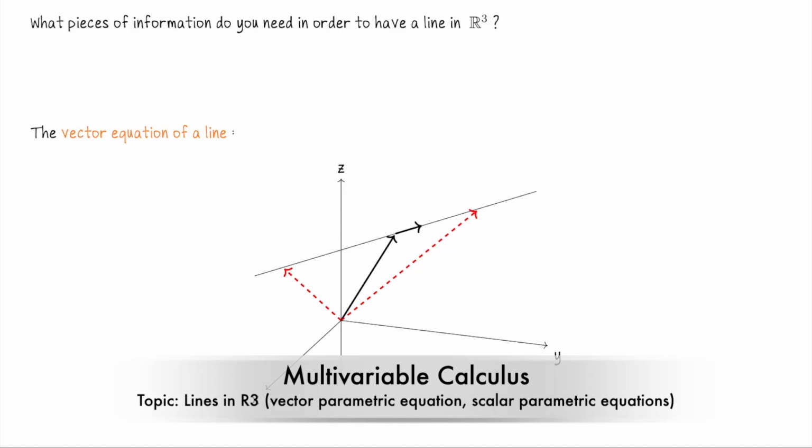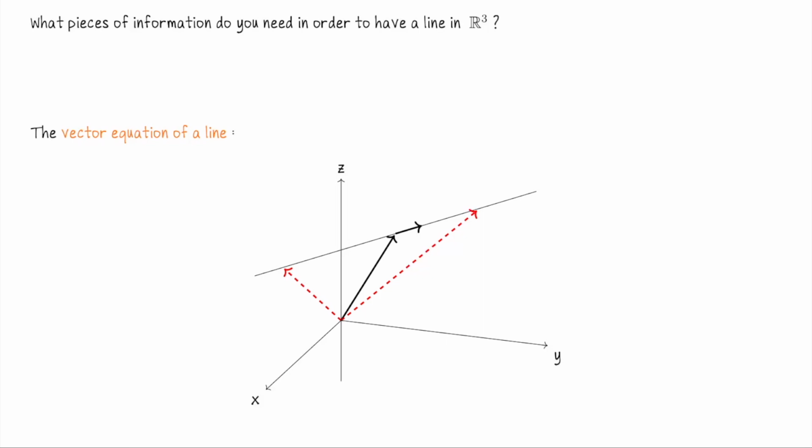Hi, and welcome to this lecture on lines in three-dimensional space. So here we have our three axes, x, y, and z, and then here I've sketched a line. Our goal of today's lesson is to learn how to parametrize a line using the vector equation of a line, and then from that we'll visit the scalar parametric equations, and we'll write down a few examples.